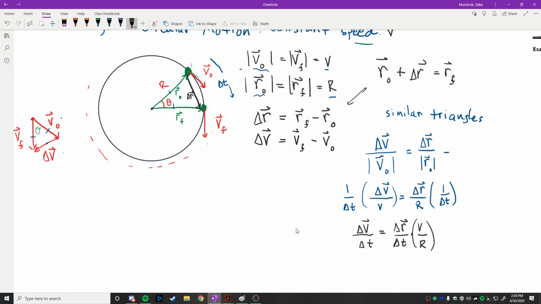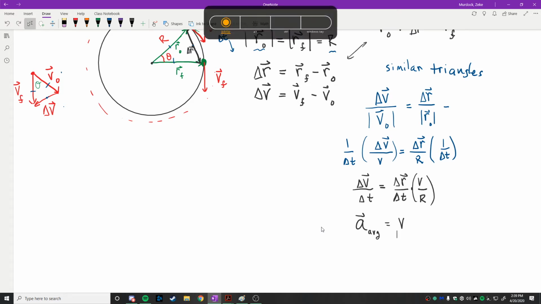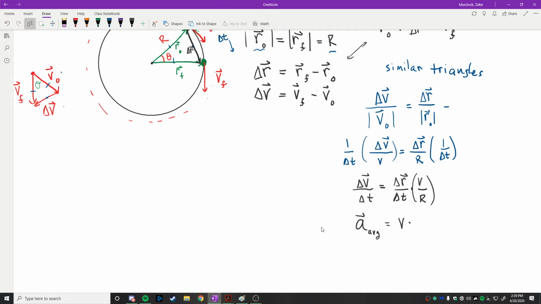Now we can think about what these things represent right here. What does delta V over delta t represent? Exactly. Very specifically, this would be the average acceleration, right? What about delta R over delta t? That would be equal to the average velocity. But in this case, the average velocity is just v, right? Now, in this last step here, I'm actually going to have to remove these signs.